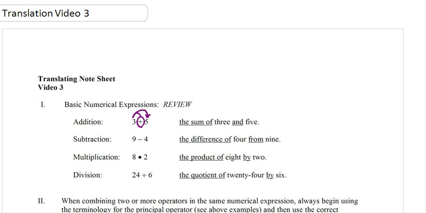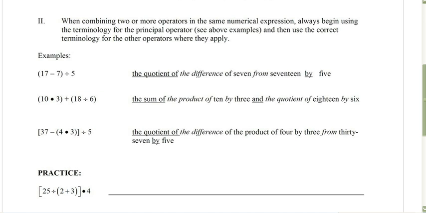For subtraction, it translates as the difference of 4 from 9. Remember that in differences we go to the right first. For multiplication, this translates as the product of 8 by 2. And finally, for division, this one translates as the quotient of 24 by 6.